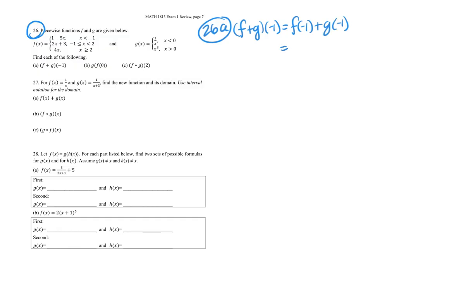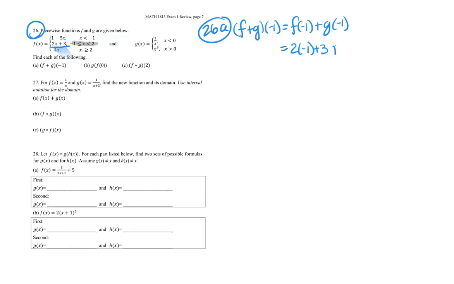And so to find f of minus 1, I'm going to look at the function f of x, and I'm going to start by looking for where is minus 1 over here, and then that's going to tell me which of the functions I need to use. I need to use this function here. So I'm going to get 2 times minus 1 plus 3.